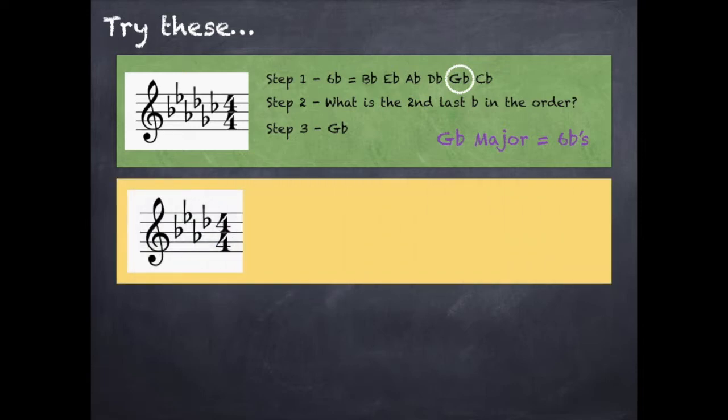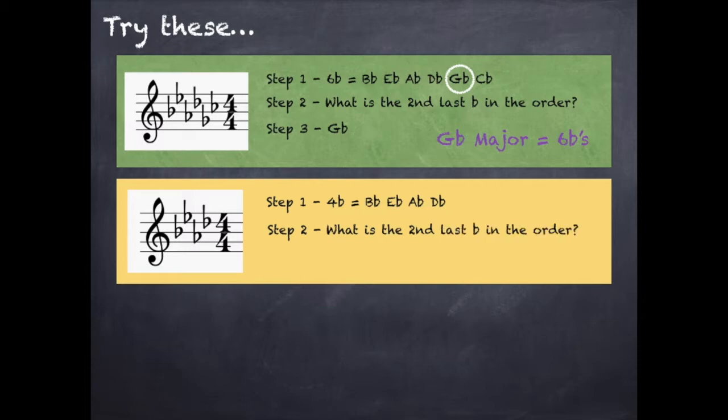What about this one? 4 flats. Step 1. What are the 4 flats? B flat, E flat, A flat, and D flat. Step 2. What is the second last flat in that order? So step 3, the second last flat is A flat. So the answer is A flat major. A flat major has 4 flats.